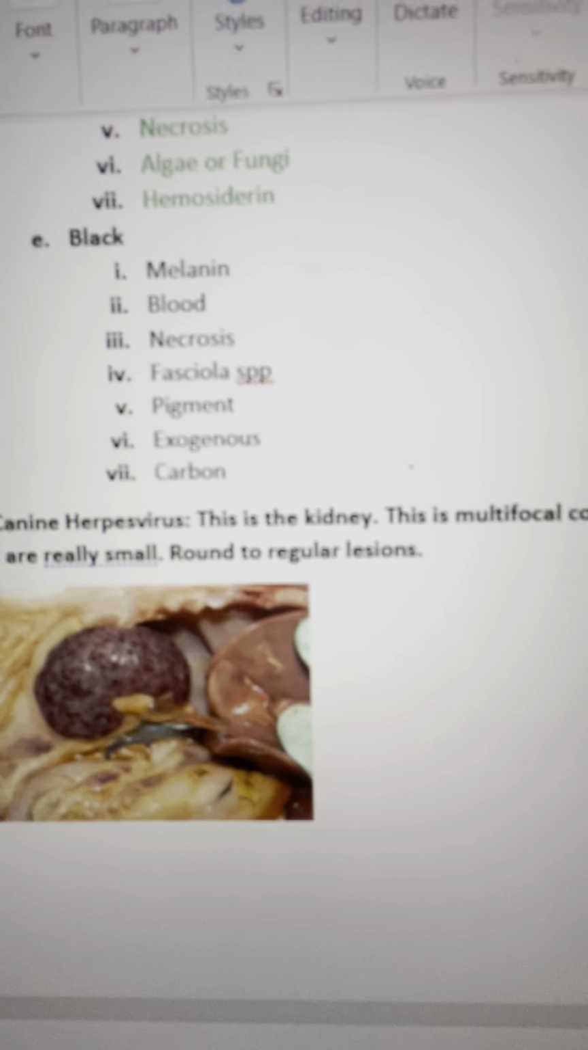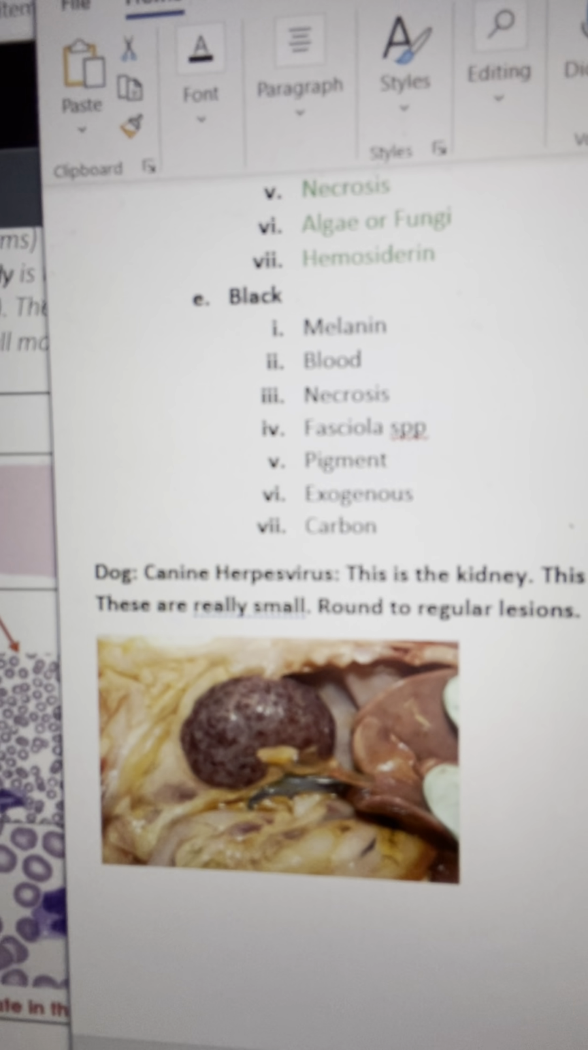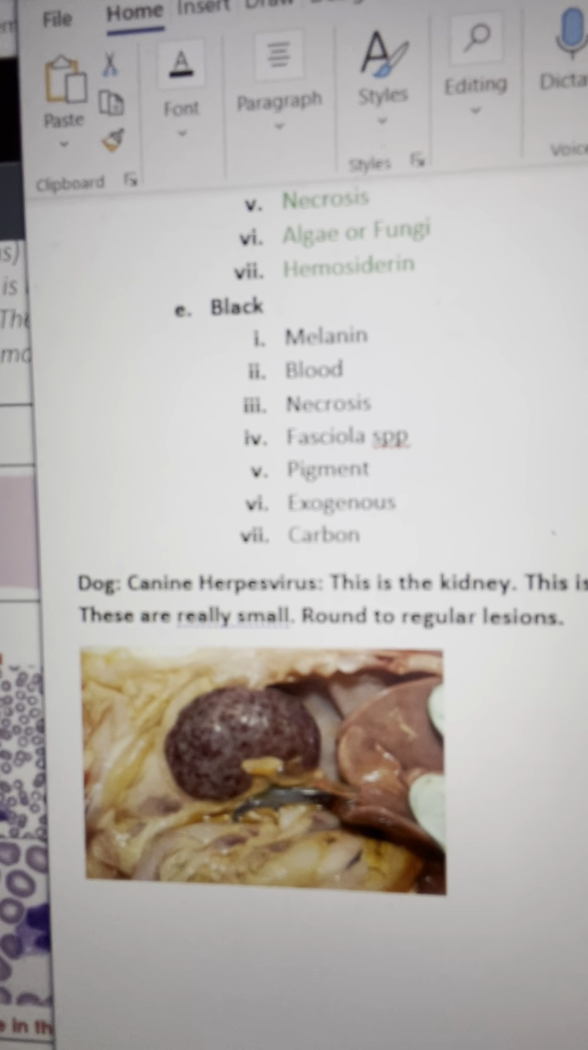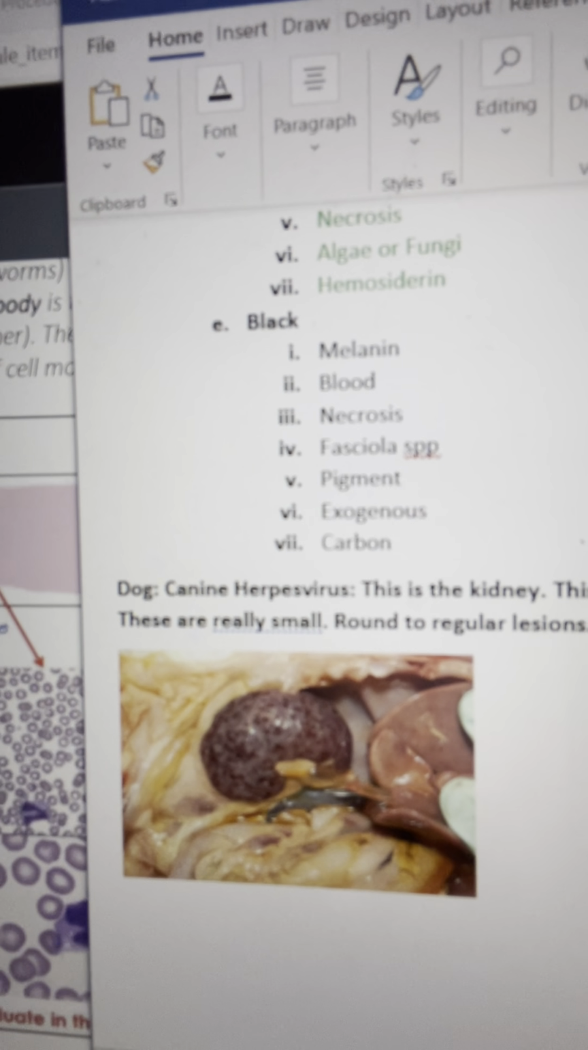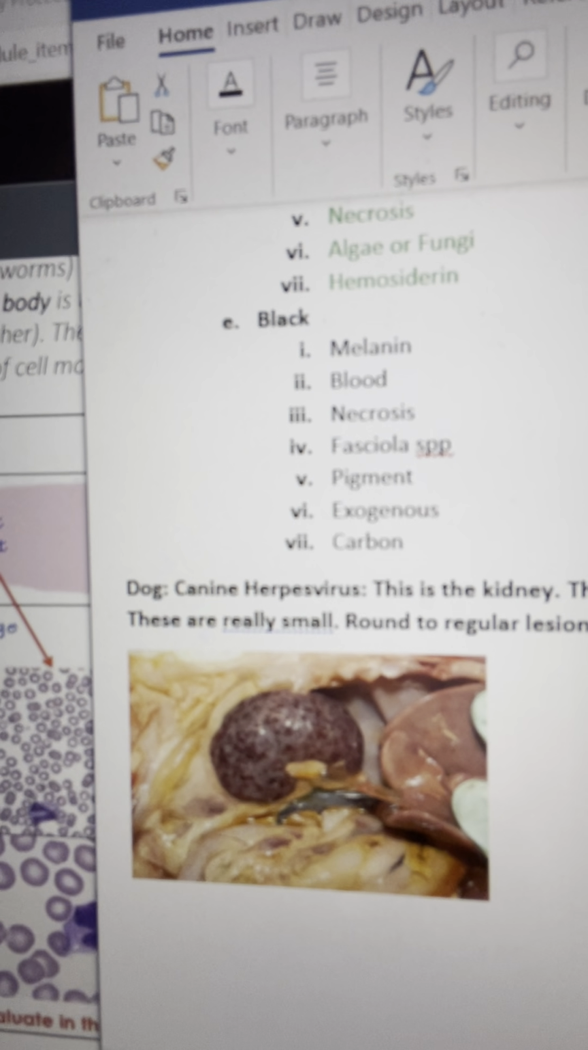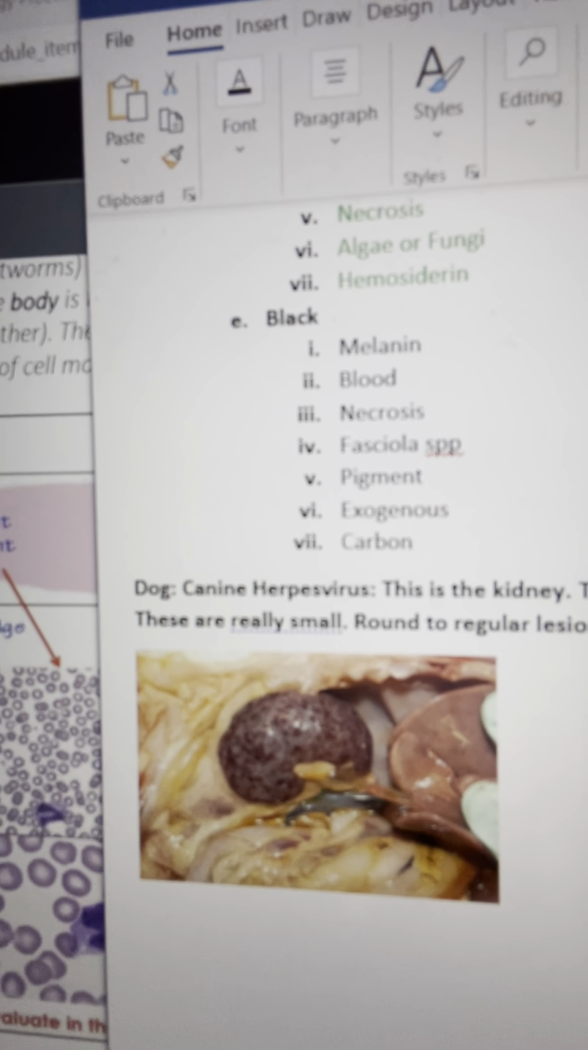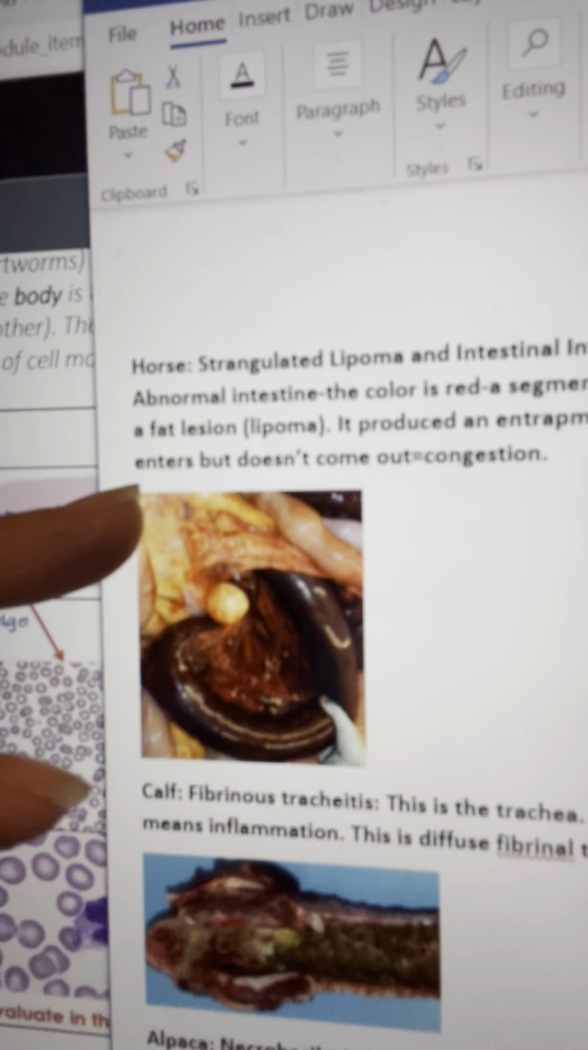So what is this? Well, this is a dog. This is the dog's kidney. This is a multifocal coalescing lesion. The color is red. These are really small, so it is round to regular lesions.